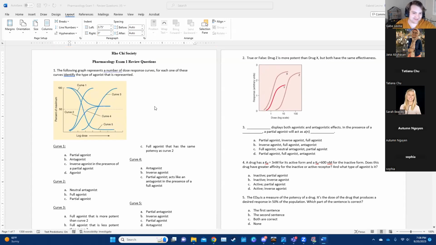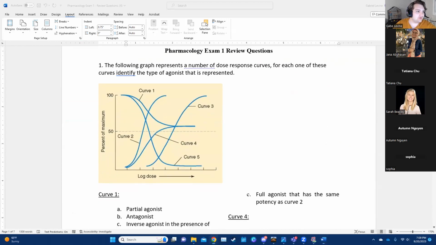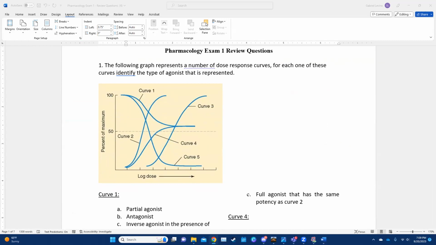And let's talk about these. So the first thing, before we even get into this question, I want to talk a little bit more about dose response curves, because dose response curves are really, really important when you get to journal clubs in fifth year, especially as we're taking a look at investigational drugs and stuff like that.